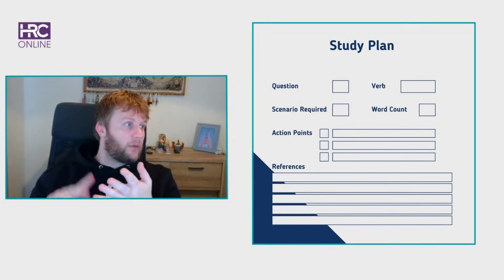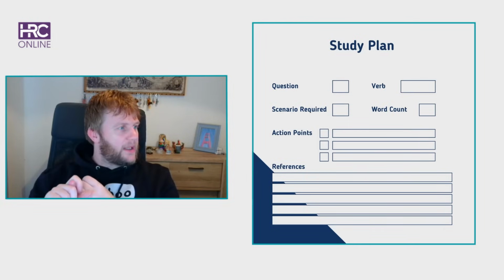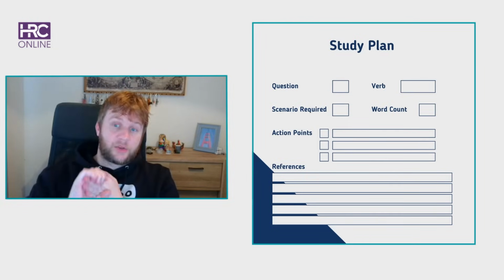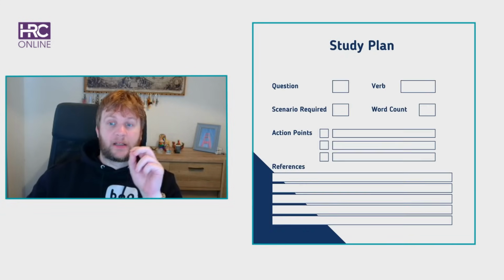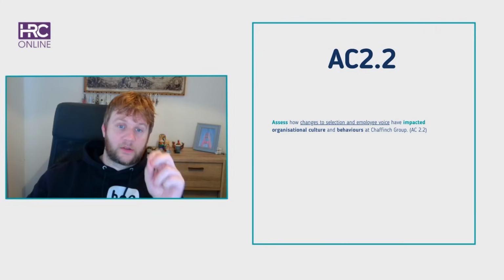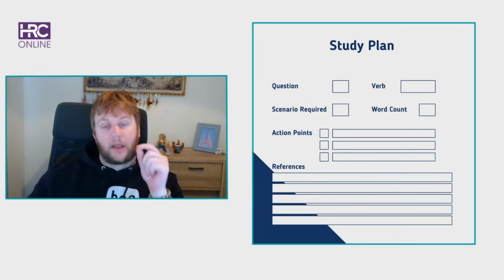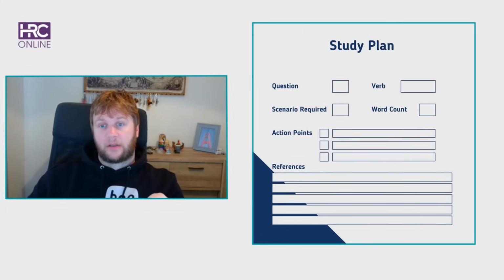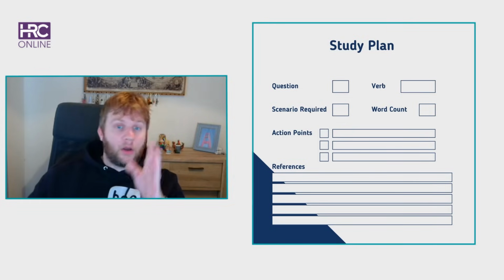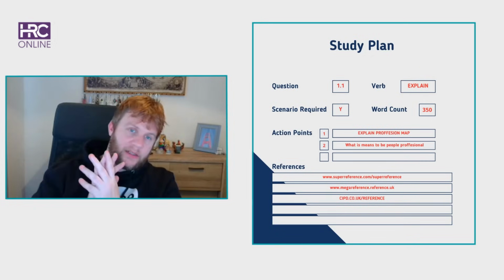As always, let's have a look at the question. AC 2.2, the verb is assess, scenario required yes, your word count is 380. Your action point 1 is looking at how it has impacted changes to selection, as well as impact, and changes to employee voice, as well as impact. So action point 1 is selection, action point 2 is voice, and impact and behaviours are the outcome and evidence that you'll be putting with that, with references and citations. You can use models as you did in 2.1, or you can just go with facts about how that impacts and what goes on from that perspective. Here's an example of one of our studies filled out.